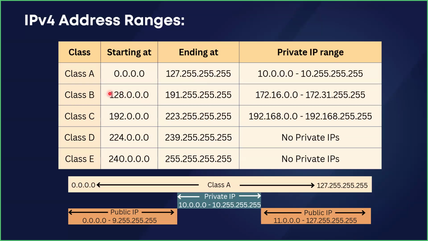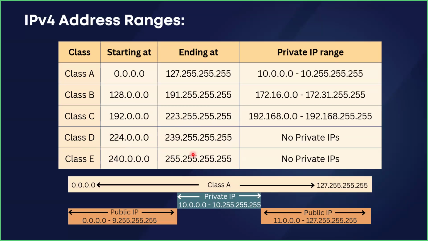And from 128, class B goes up to 191.255.255.255. Since it's ending at 191, class C starts at 192. From 192.0.0.0, it goes up to 223.255.255.255. And since it's ending at 223, class D starts at 224. And from 224, it goes up to 239.255.255.255. And since it's ending at 239, class E starts at 240. And from 240, it goes up to the last IP, 255.255.255.255.